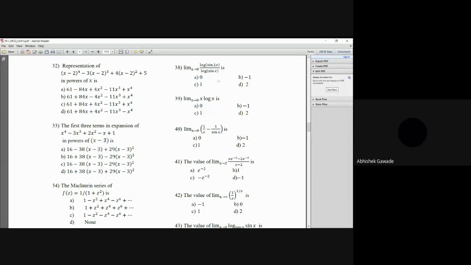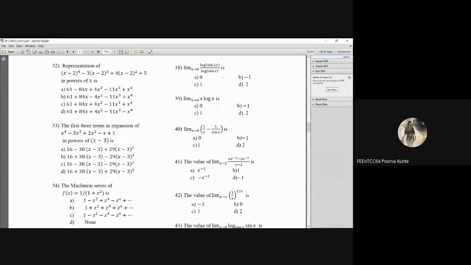LCM. 1 upon sin 2x into 2 cos 2x, 2 cos 2x upon minus 2, divided by what will it be? sin x. 1 upon sin x into cos x. So cos x here. You don't go for one more derivative; directly adjust that 2x in the numerator and x in the denominator. The limit for the sine term will become 1, only the cos term will remain, and when you substitute those values, you will get the value of the limit.